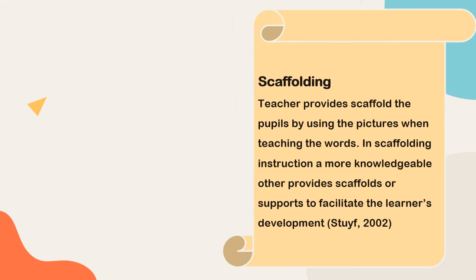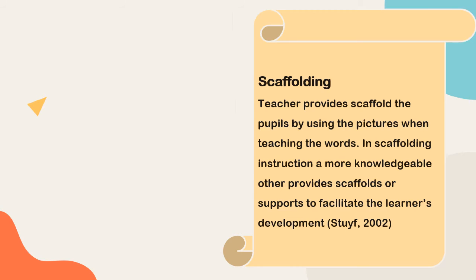And for the second theory, it is the scaffolding theory. According to Stuft, 2002, teachers provide scaffolds to the pupils by using pictures when teaching the words. In scaffolding instruction, a more knowledgeable person provides scaffolds or supports to facilitate the learner's development.